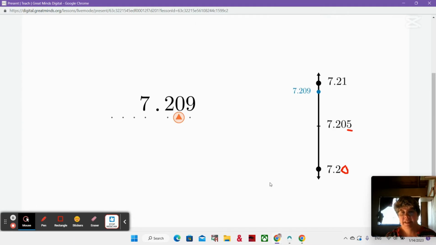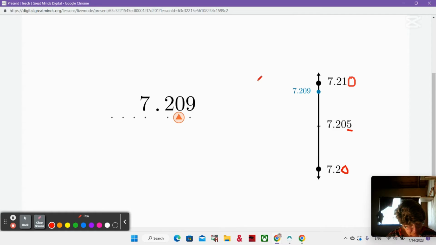See where our number lands. 7 and 20 hundredths and 9 thousandths. You can see here's 5 thousandths, so 9 thousandths would be up here. If you want, you can always add more zeros, if that helps you to see it: 7,210 thousandths, 7,209 thousandths. That helps us to see how it's one more there, and how it fits here.